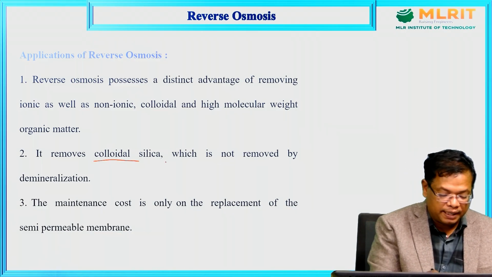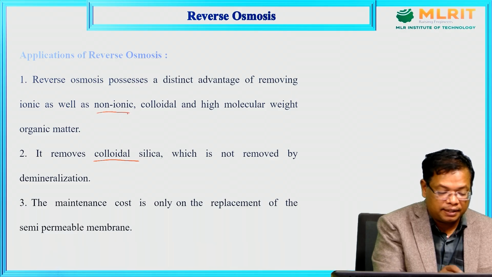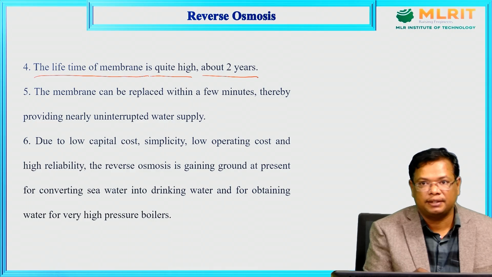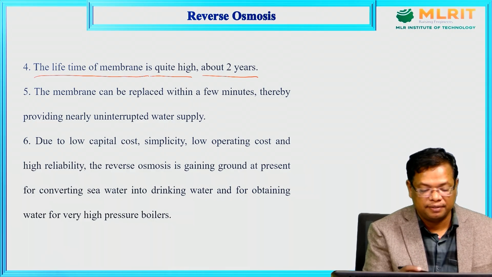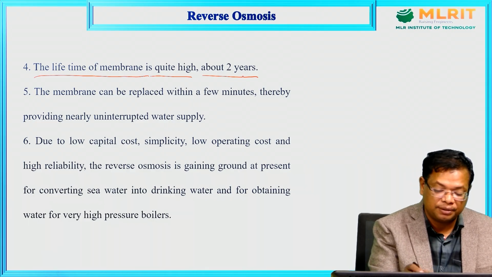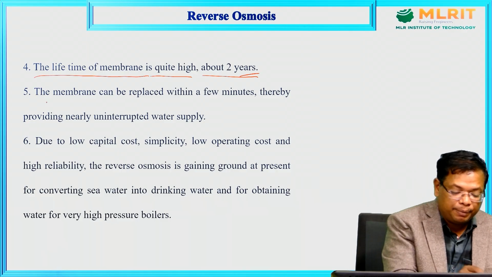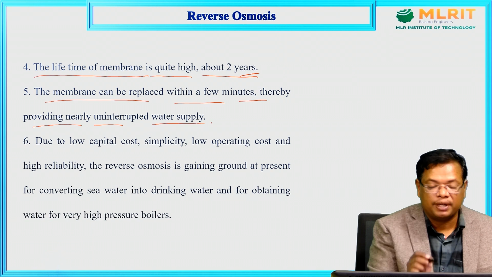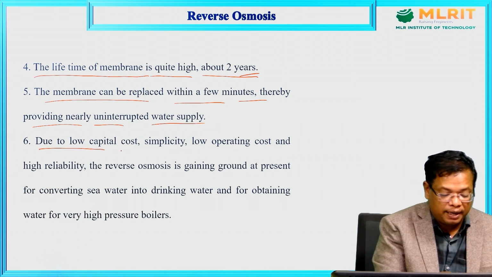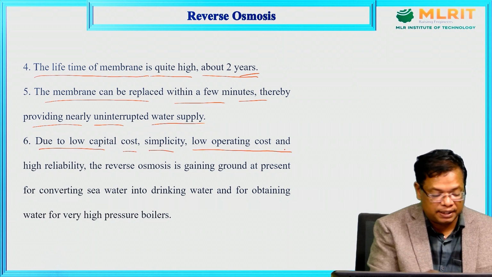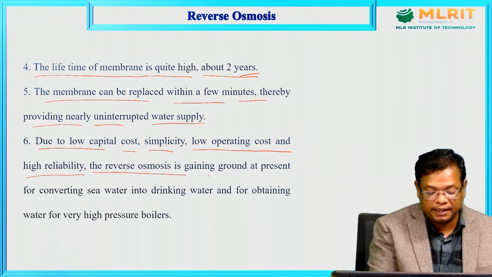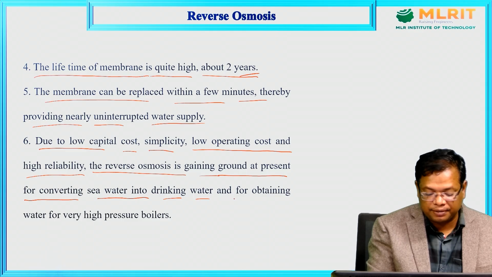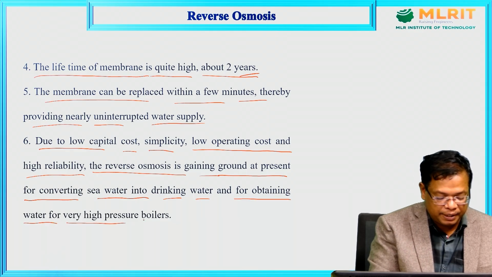So it removes colloidal silica and non-ionic and ionic salts. The lifetime of the membrane is quite high, about 2 years. So the membranes are replaced very easily, and the lifetime is also 2 years, which is good. The membrane can be replaced within a few minutes, thereby providing nearly uninterrupted water supply. Due to the low capital cost, simplicity, low operating cost, and high reliability, reverse osmosis is gaining ground at present for converting seawater into drinking water and for obtaining water for very high pressure boilers.